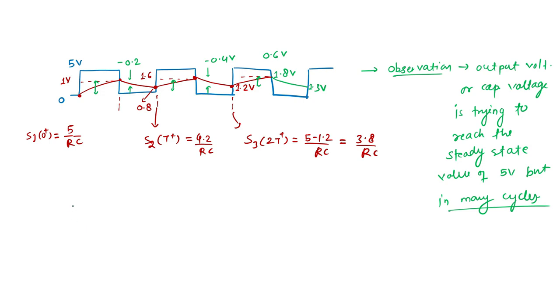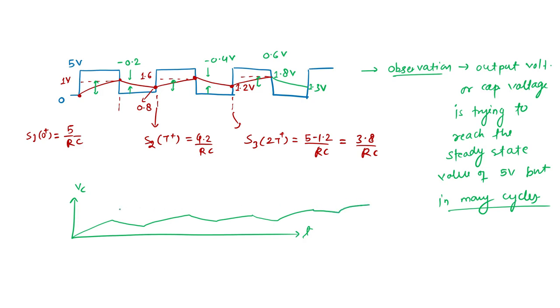So some sort of this mechanism will happen for the capacitor. It is slowly going up here, then reducing, then increasing, then reducing, increasing, reducing, increasing. So slowly it is reaching 5 volt. Let's say this is my 5 volt amount.